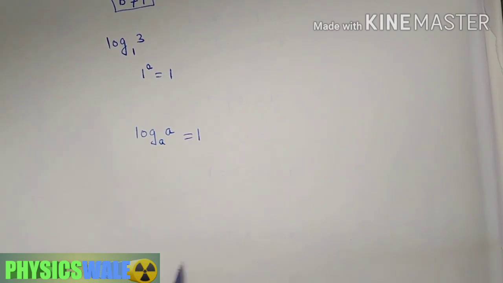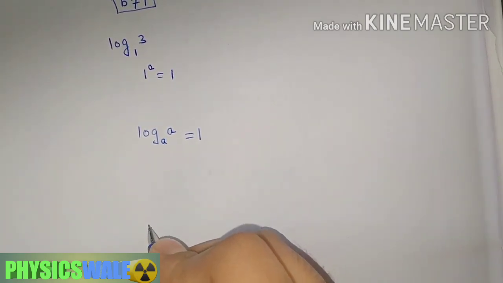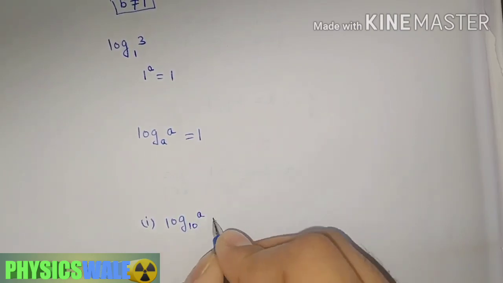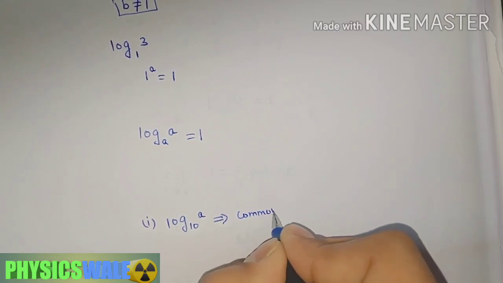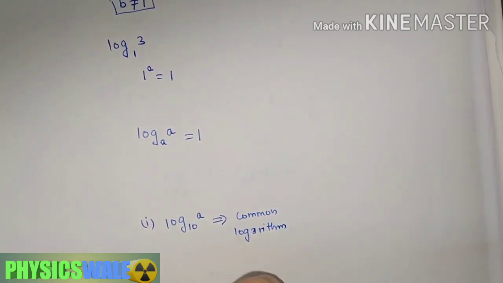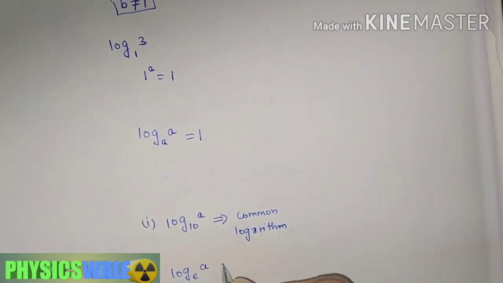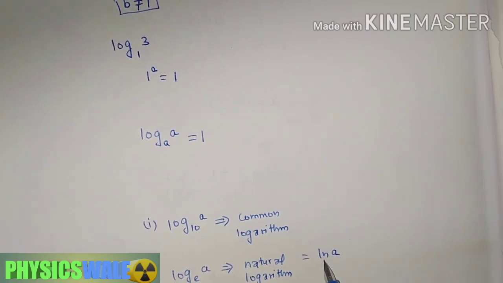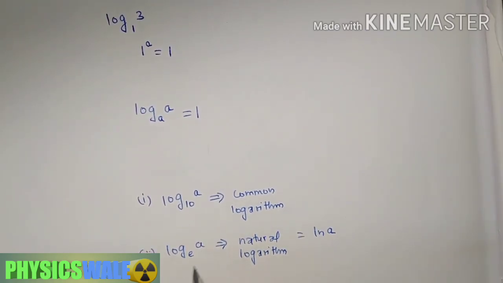Generally, two types of logarithm are used. Number 1, log to the base 10. Log to the base 10 is known as the common logarithm. The other is log to the base e. Log to the base e is known as the natural logarithm. It can also be written as ln a. So we can remove this e and write down ln a. L stands for log and n for natural. So log a to the base e is ln a.